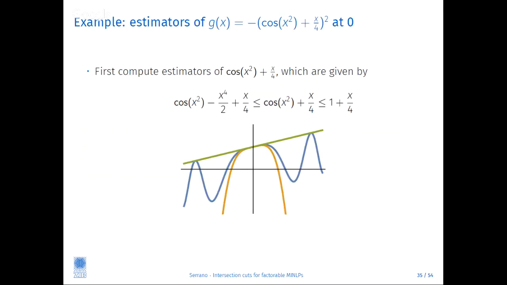So let me show you some examples. We want to build an underestimator for this function here. A factorable function is built by steps, so we have to follow the steps and build the underestimator along as we build the function. First, we need to build the underestimator for what's inside the square, and then the one for the other. It takes a bit of work, but one can do it. So one gets this underestimator for the cosine of x squared plus x fourth, and this overestimator. This is the convex overestimator and the concave underestimator.